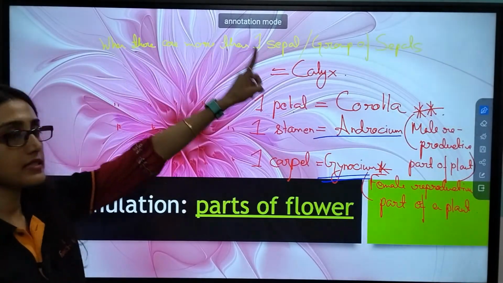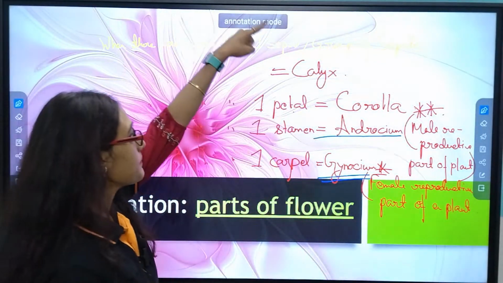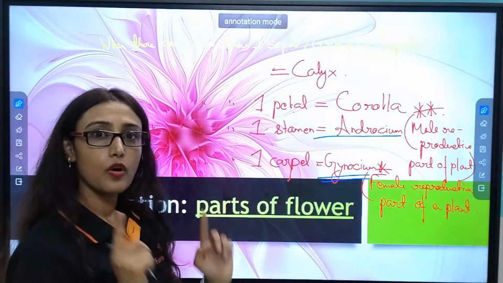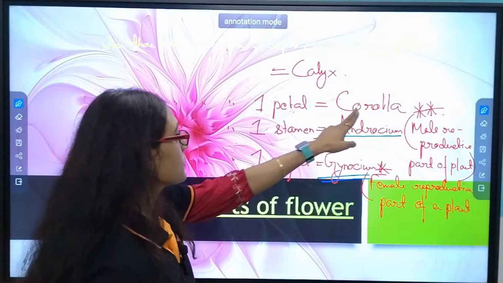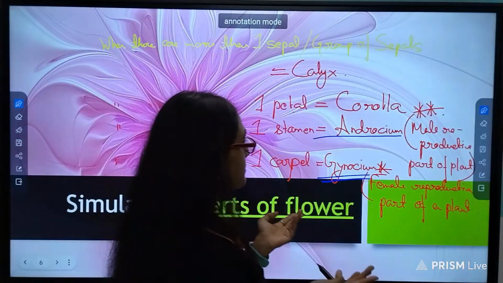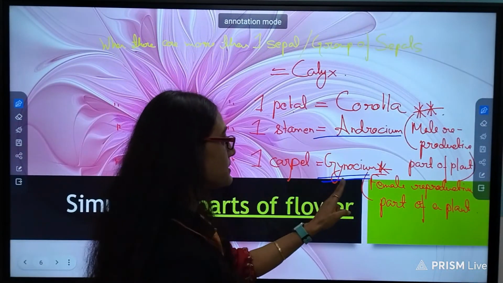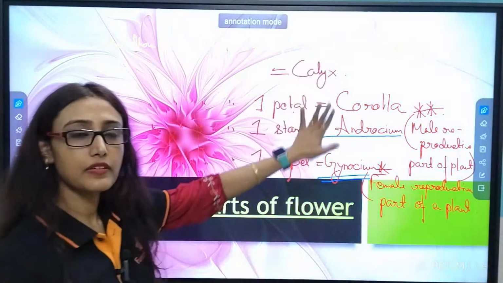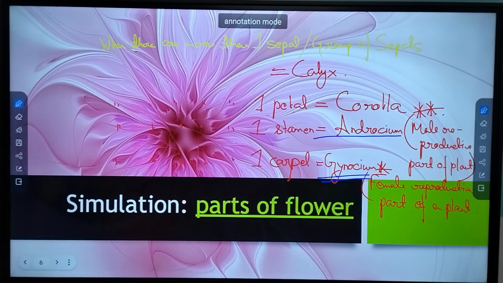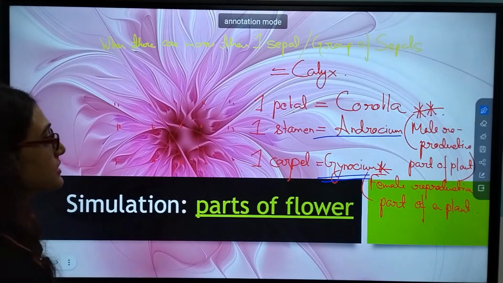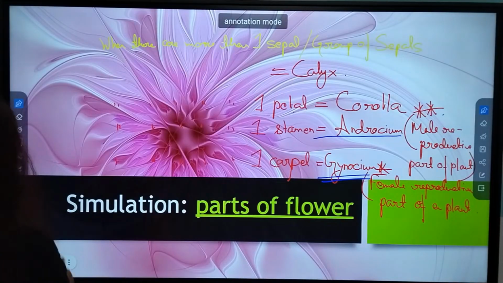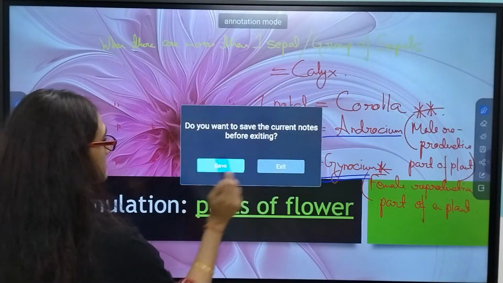When one sepal is counted, it is known as a sepal. When more than one sepal together, it is known as calyx. Same, one petal, more petals, corolla. One stamen, more stamens, a group of stamens, androecium. Group of carpels, gynoecium. So, I have given you all the important points in this slide. Please note it down and do take a screenshot, because this is very important in all kinds of exams.